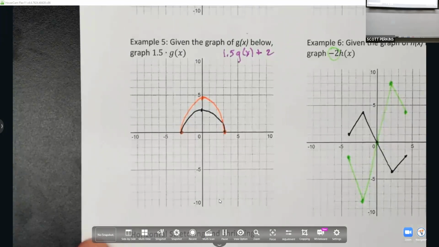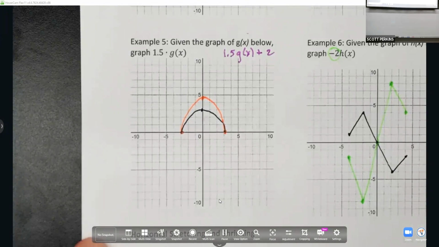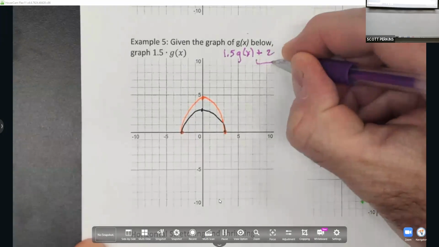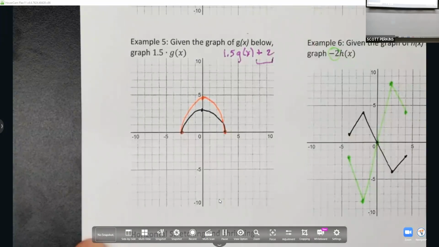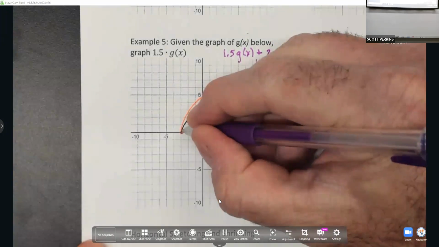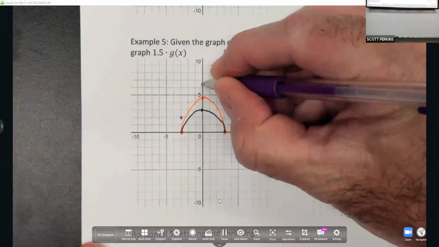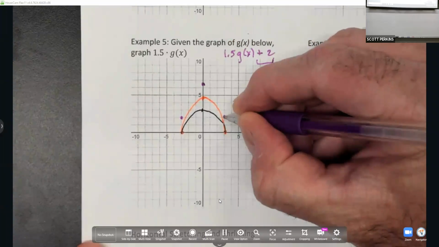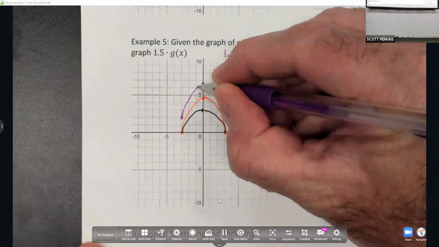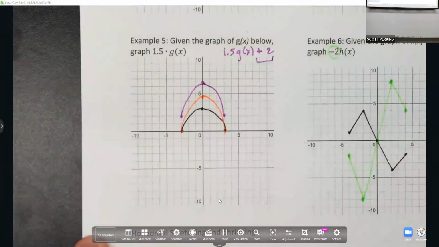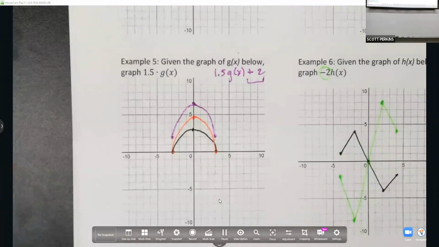I'm just going to take the 3 points here and move them up 2. That's what this plus 2 means, it's outside the function notation. It means move it up 2. So here goes, up 2. This is 4.5, so 5.5, 6.5, up 2, and then up 2. So there is my graph. So we're just combining the different things.